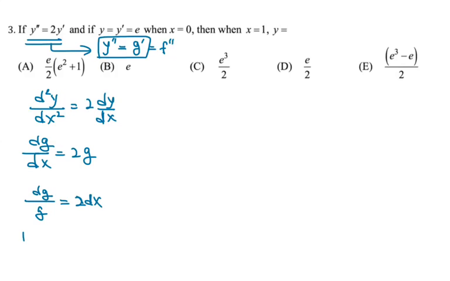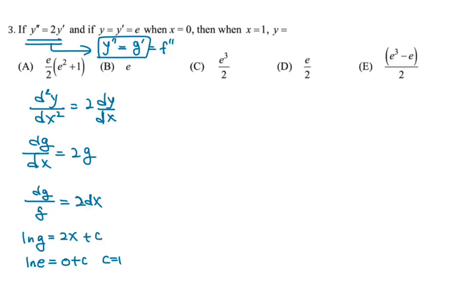Once you integrate this one, we get ln of g must be equal to 2x plus c. But notice that when x equals 0, y prime, or in this case g, will be equal to e. So I'm going to plug in: ln of e must be equal to 0 plus c. Then we can see that c must be equal to 1.